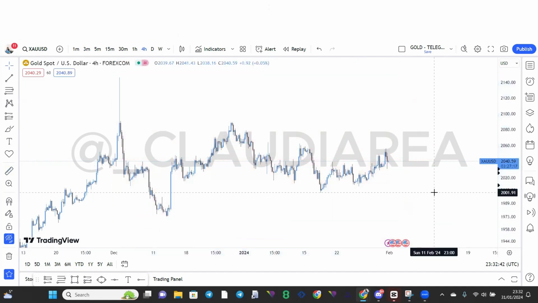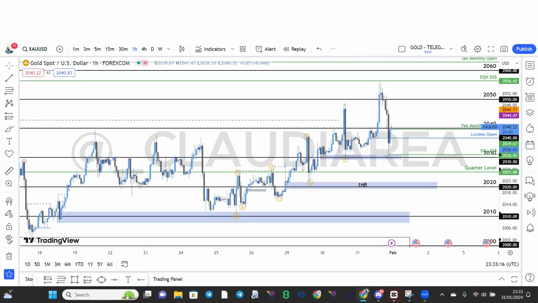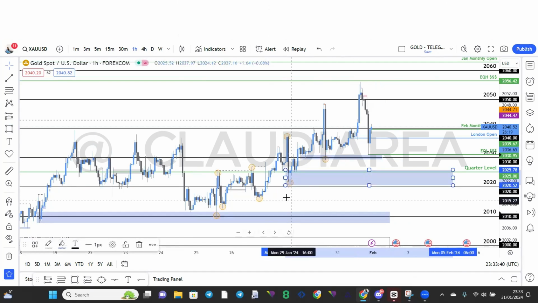Okay, so on the 4 hour we are bullish as well, and then on the 1 hour, I could probably put my drawings back on the chart now. Yeah, by that, yeah, we're seeing.